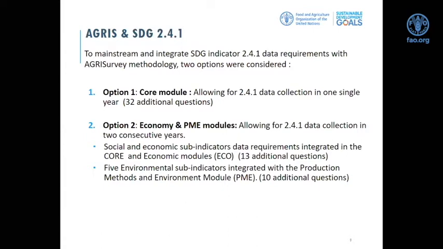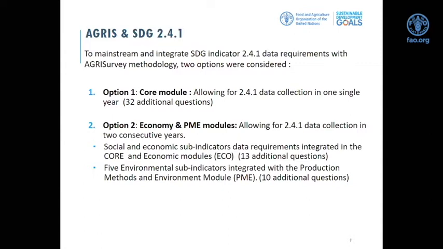The second option is to use the rotating models, because some requirements for 2.4.1 are already present in the economy model and the production methods and environment model. So in this case, we need to add just 13 additional questions in the economic model and 10 questions in the environment model. But in this second option, some sub-indicators will be produced in one year and other sub-indicators in another year.